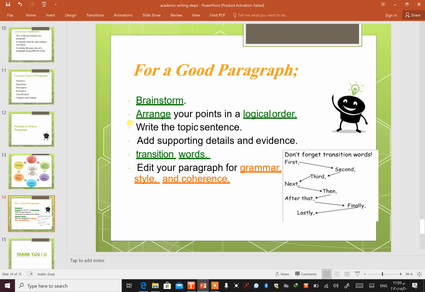And you need to use transition words, because transition words work like direction signs. They help you to organize your ideas, and they help the reader to find the details that you mentioned. So for example, we use first, second, third, finally, lastly. And of course you need to edit your paragraph for grammar, style, coherence, punctuation, and spelling.